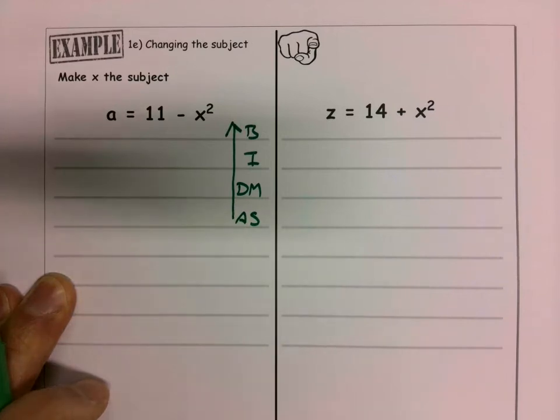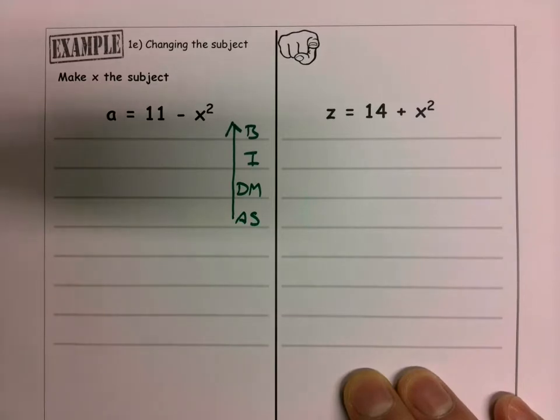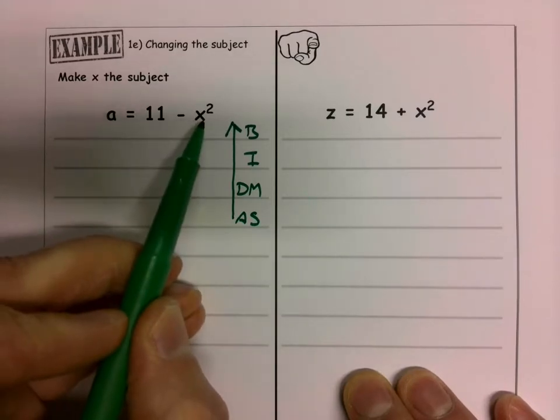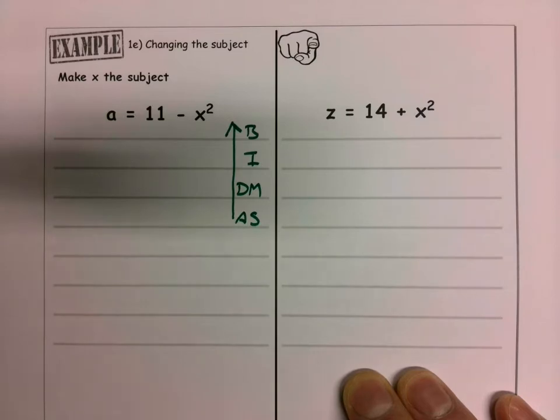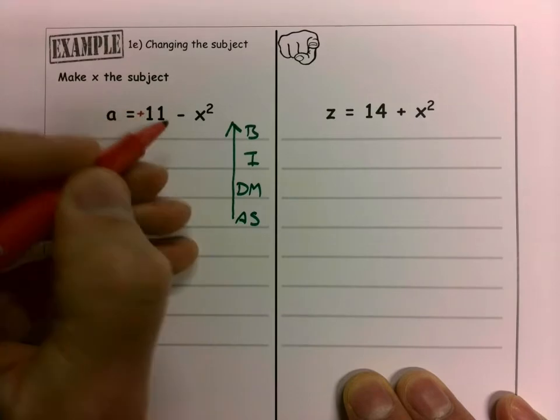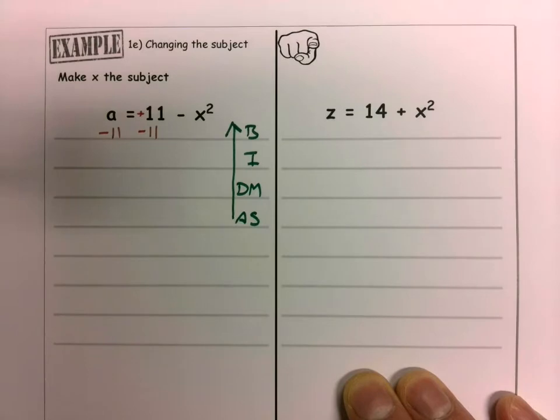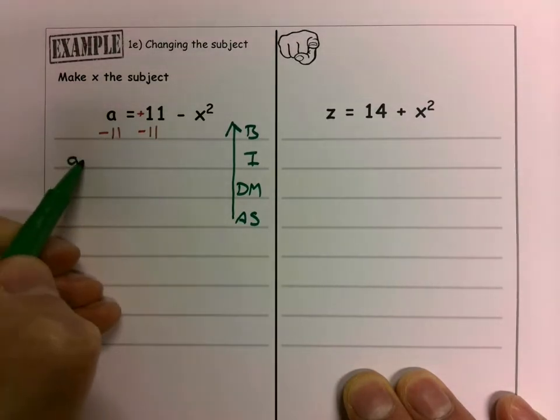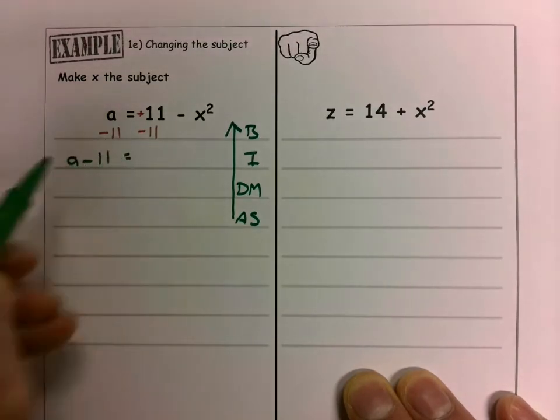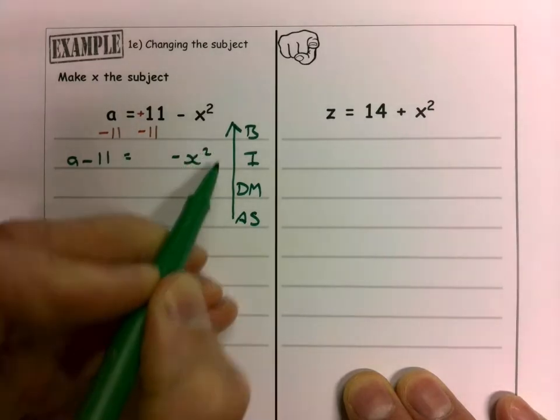Okay, so now we're on 1e, changing the subject, and what's changed here is that we've got a power involved, so an index. So if we think about the order we're going to start undoing this problem, I've got a positive 11, and I'm going to take x squared from it. So I'm going to deal with the addition in this case before I get onto the index term. So it says positive 11, I'll do take away 11. So that's going to give me take away 11 is equal to minus x squared.